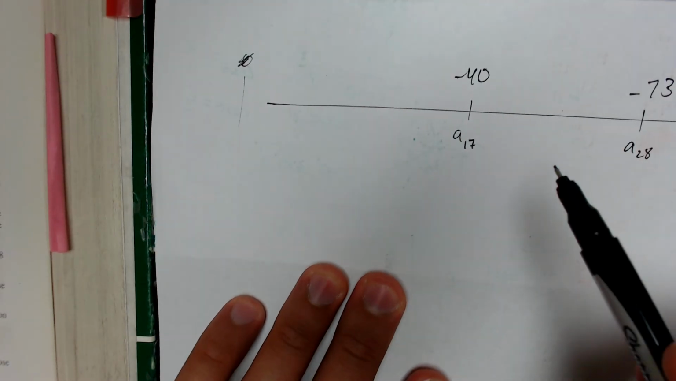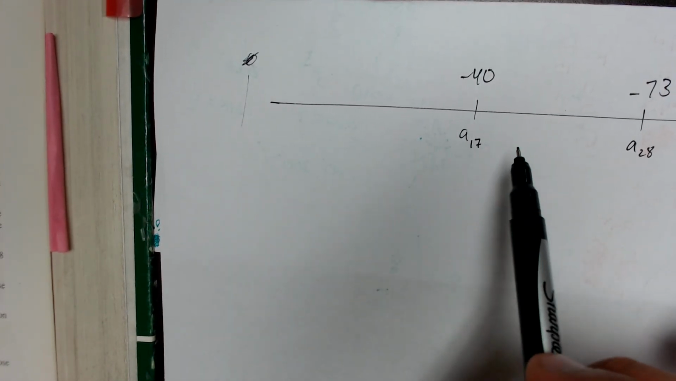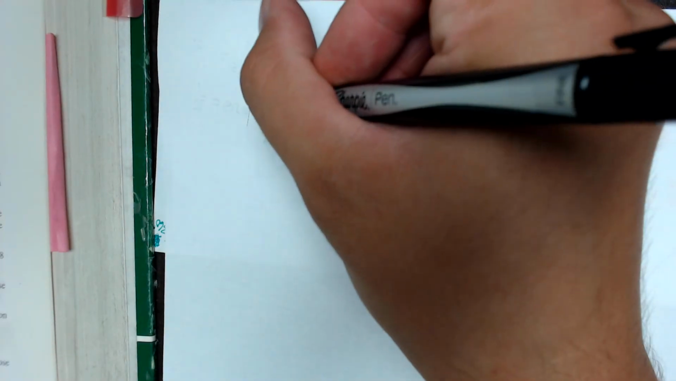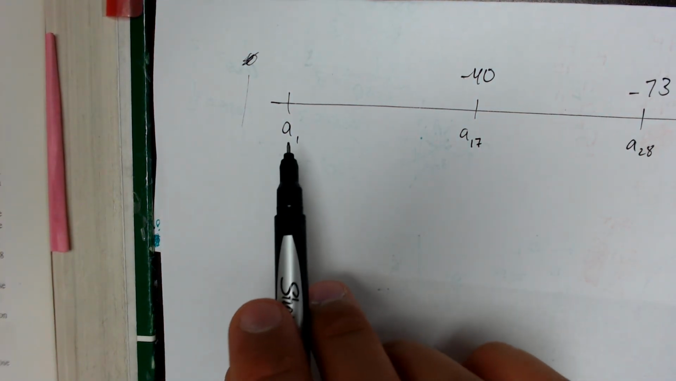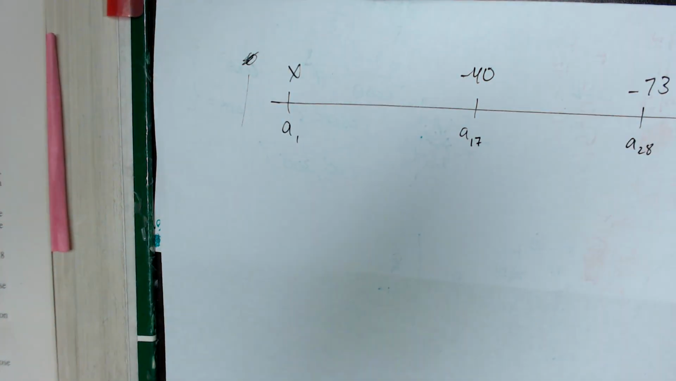Okay, now we have to figure out what the first 5 numbers are, but the problem is, how in the world are we going to figure out what the difference is from 17 to 28? Well, let's start by giving us another unknown. Let's call A1 the starting number, the first term in the arithmetic sequence. We have to figure out what that is, so we'll call A1 X.